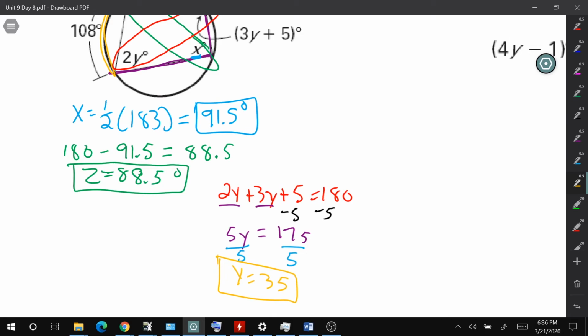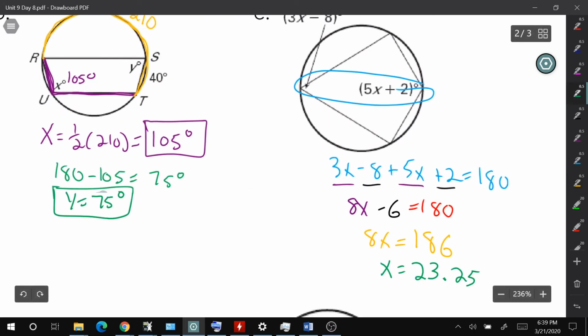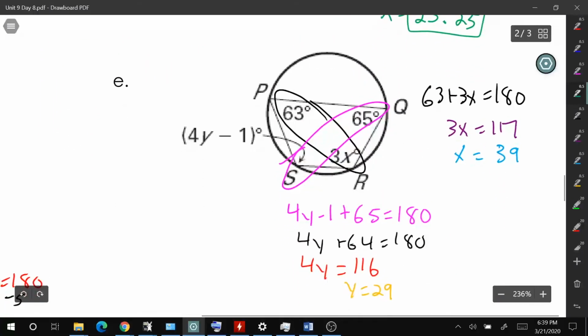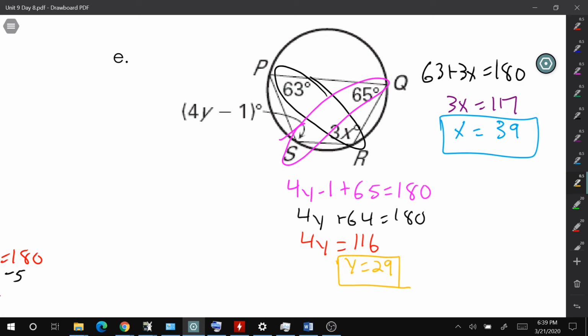Okay, so use these three examples that I did to go ahead and try letters C and E, and then once you've done those, unpause the video and check with what I got. Okay, so let's look at C. I got 23.25 for X. And then for E, I got X was 39 and Y was 29. So hopefully you did well on those, and you're good to go on this stuff.